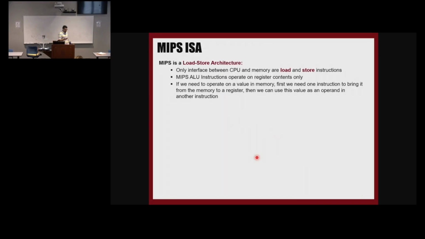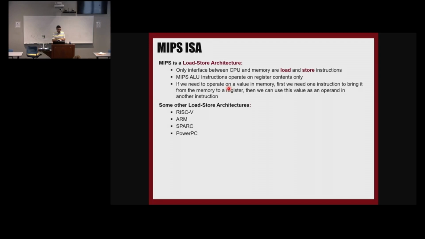Okay, so MIPS. The MIPS instruction set architecture is a load store architecture. So what it means is the only interface between CPU and memory is through load and store instructions. Right? So if you want to add two numbers, we have to load them from memory first, bring them to the register files in CPU, and then we can add them. Right?